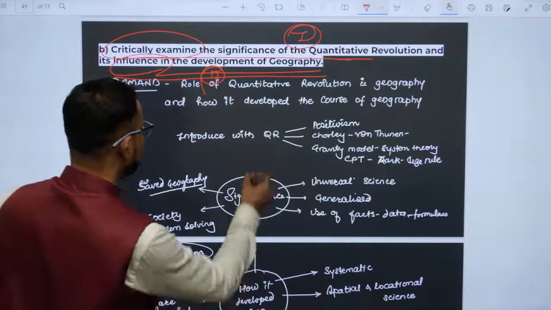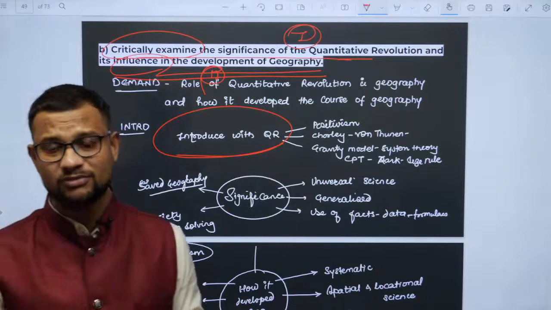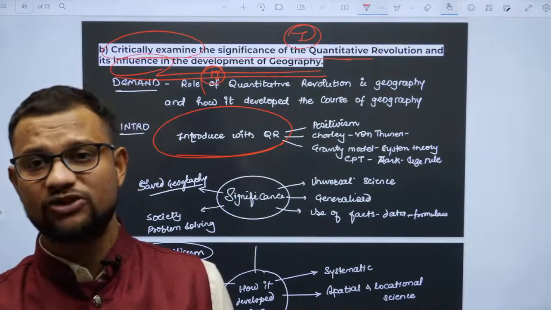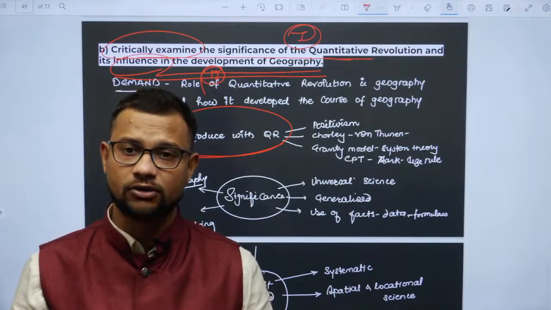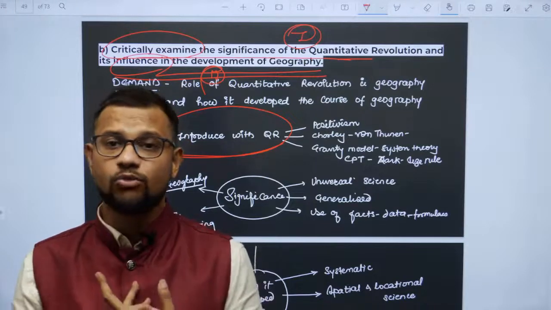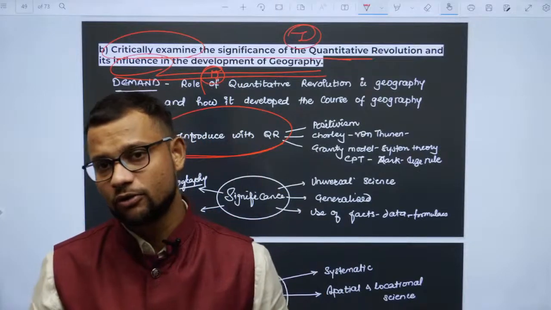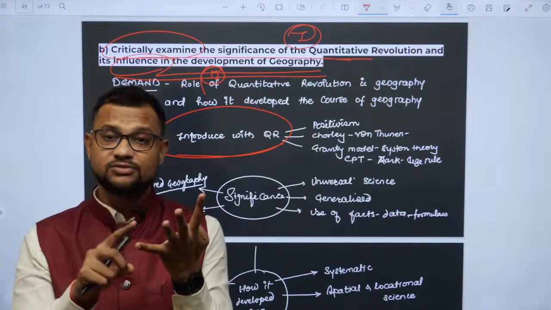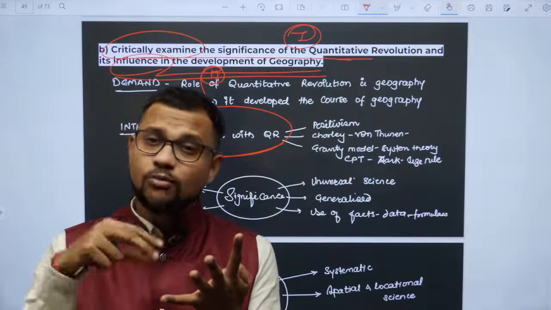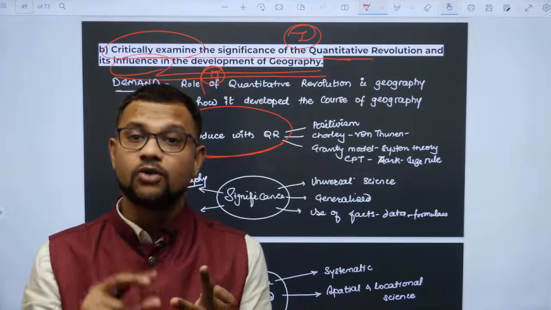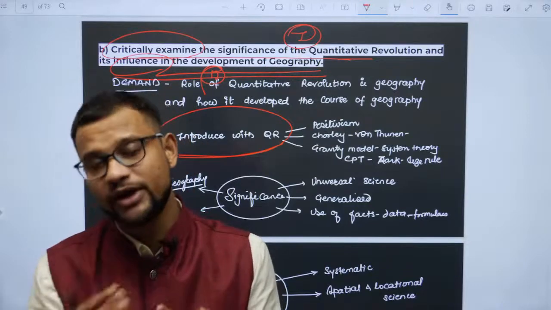So here you have to write: introduce the quantitative revolution, write about positivism, in favor of facts speaking for themselves. Write about the definition, how Schaefer was in favor of the quantitative revolution, why he was striving for generalization, and what the need for it was. Then what is the significance of the quantitative revolution? It made the subject nomothetic, more generalized, formula oriented, fact and data utilizable, and oriented toward society's problems.